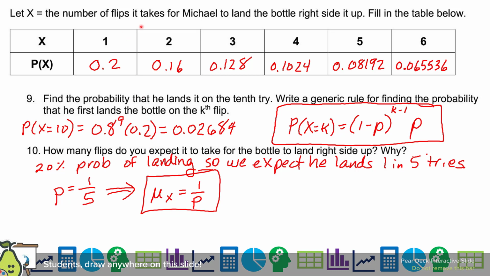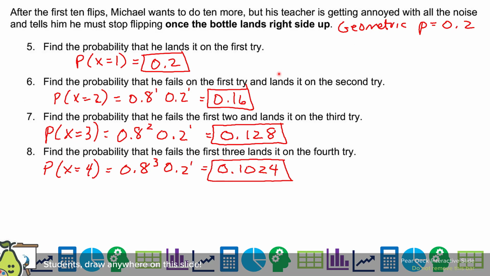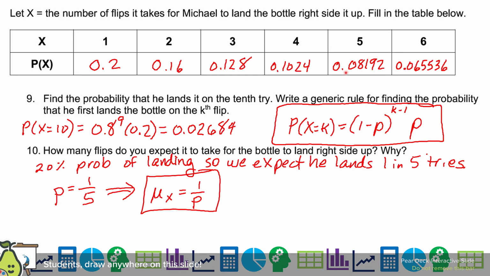So we're going to look at the number of flips it takes for Michael to land the bottle right side up, and we go ahead and fill in the table with those answers. We worked up to 4, right? And then you could do the geometricPDF with p equals 0.2, x equals 5, and x equals 6. Now, find the probability that he lands it on the 10th try, and it's 0.8 to the 9th times 0.2.